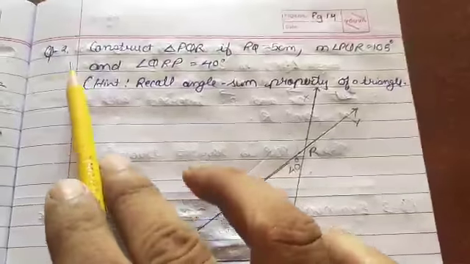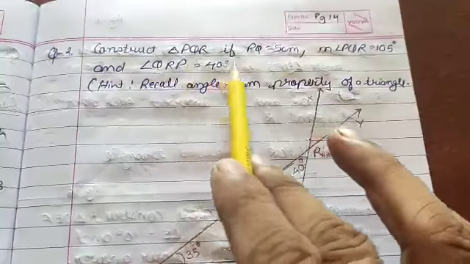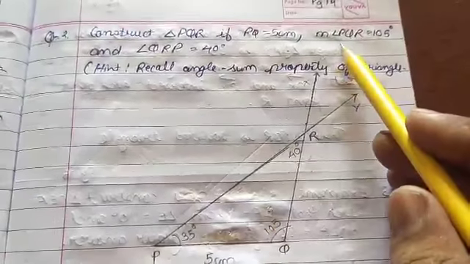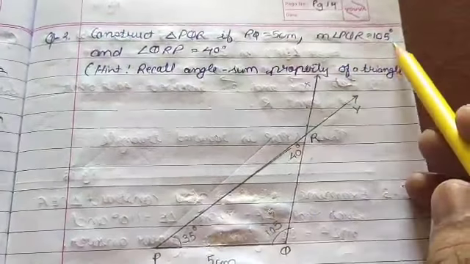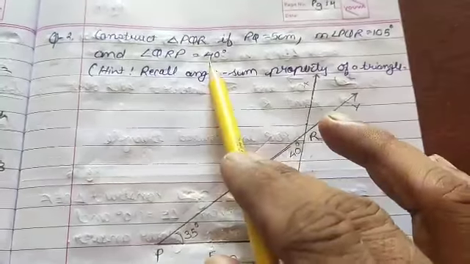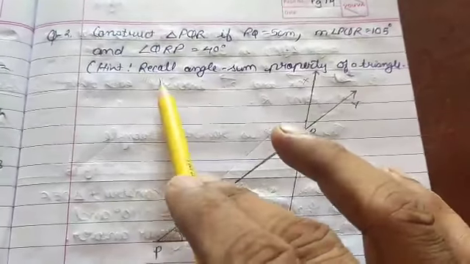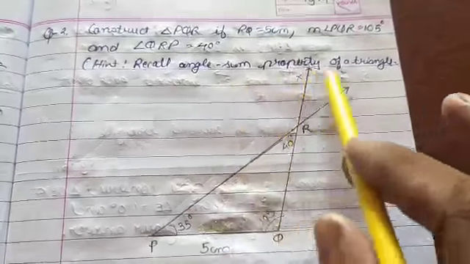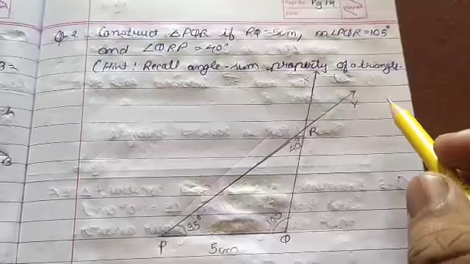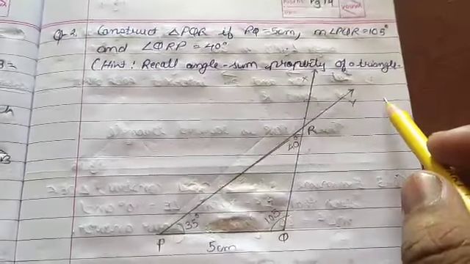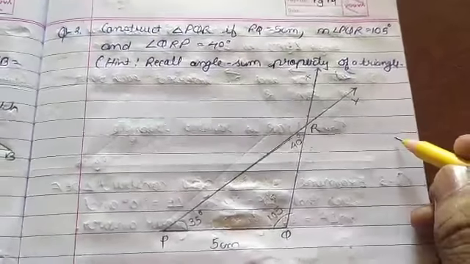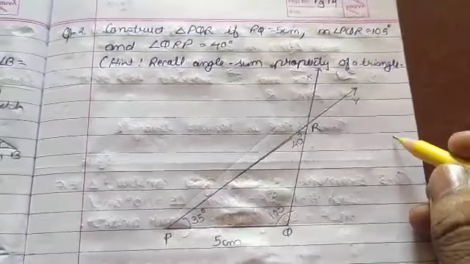Now let us start question number 2. Construct triangle PQR if PQ equals to 5 centimeter, measure angle PQR equals to 105 degree and measure angle QRP equals to 40 degree. Now here one hint is given, recall angle sum property of a triangle. Now dear student, angle sum property means sum of the measure of angles of a triangle is 180 degree. Means when we add all the angles of a triangle, it should always equal 180 degree.